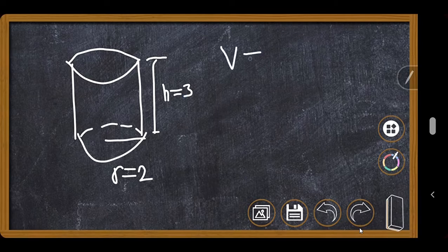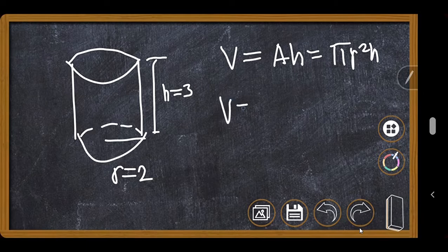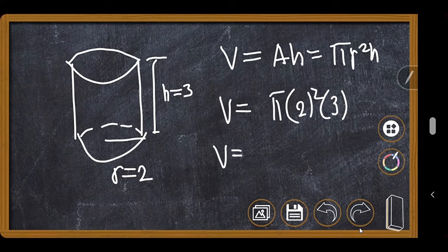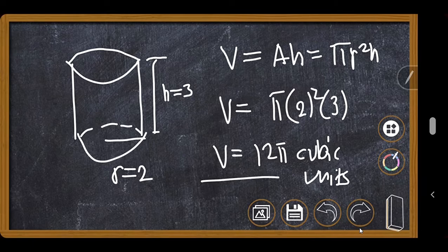We all know that the volume of a right cylinder is the product of its area times its height. Now, the area of the base is pi r squared, since our base is a circle. Pi r squared times height. Then we substitute the value of our r and h. We have pi 2 squared times 3. We have 3 times 4, 12 pi cubic units. Now remember this answer, since we're going to compare this to our next solution.